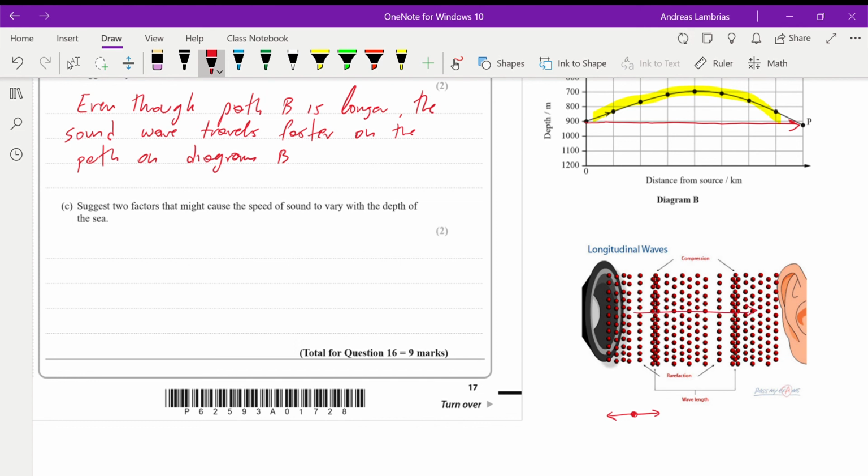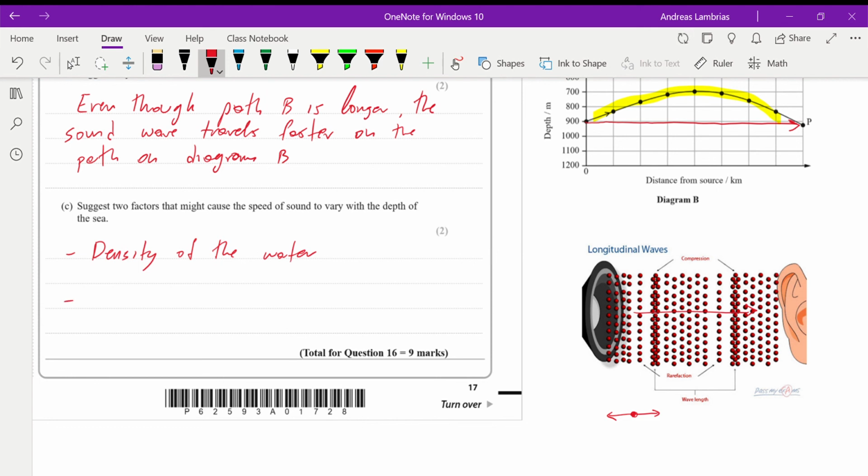Now, what will make this oscillation move faster? What will make this wave move faster? Looking at the diagram, you can say that if the density of the water is higher, then higher density means more particles, and with more particles it's easier for the sound to travel. So the density of the seawater will affect it.